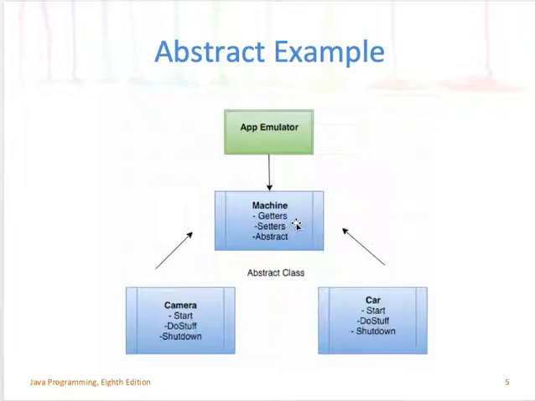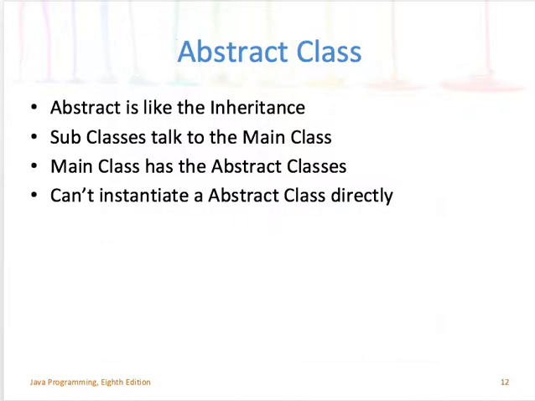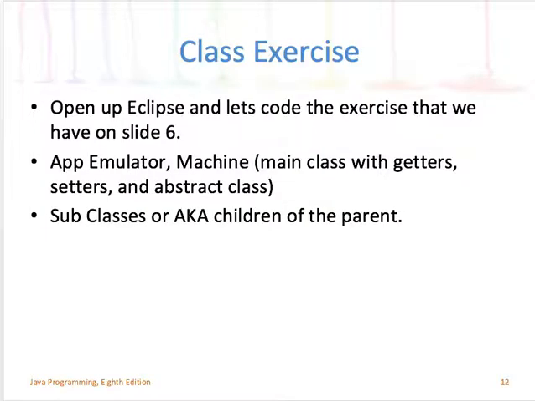And then here's the machine, which is the class that these guys implement from. And then the app emulator calls this and calls all this information. Now, it seems a little confusing, but we'll actually do this in the lab. I'll write some code that does this and creates the abstract class. It's like inheritance. Some classes talk to the main class. The main class has an abstract class, but you can't instantiate an abstract class directly.